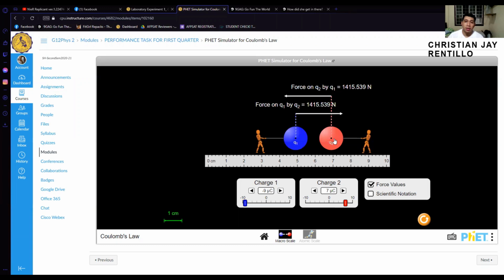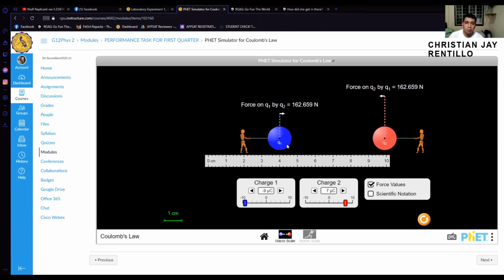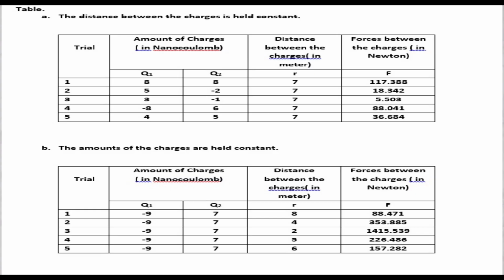For the next one, we're gonna place Q2 at 10 centimeters, bringing us to a value of 226.486 N. And for the last one, we're gonna push back Q1 to 4 centimeters, bringing us a value of 157.228 N.